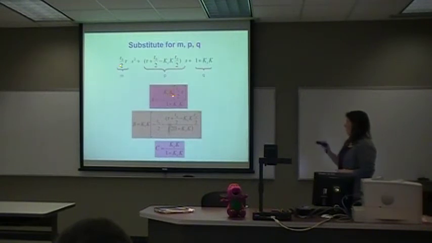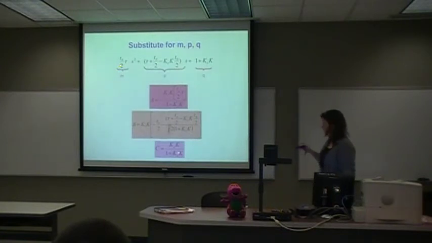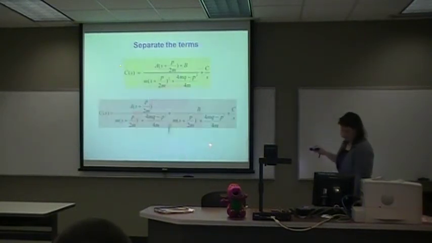Now we will substitute for M, P, and Q again. Well, this is again to simplify our math. So this coefficient, called M, this coefficient P, and that constant term Q. And we plug those back into the terms for A, B, and C, for the equation for A, B, and C, to get these.